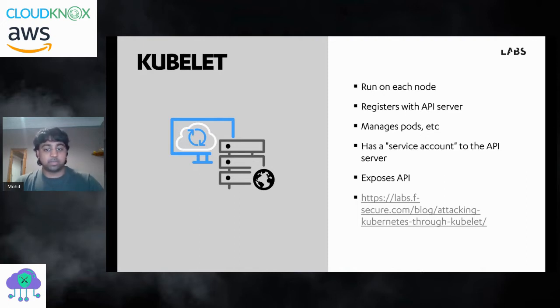And in itself exposes an API, typically on port 10250. And there have been attacks against this in the past as well. So one of my colleagues, Alexander Kaskasoli, wrote a blog post on this a while back, where he's leveraging anonymous authentication on the kubelet API, then to talk to the API server and get into various pods.